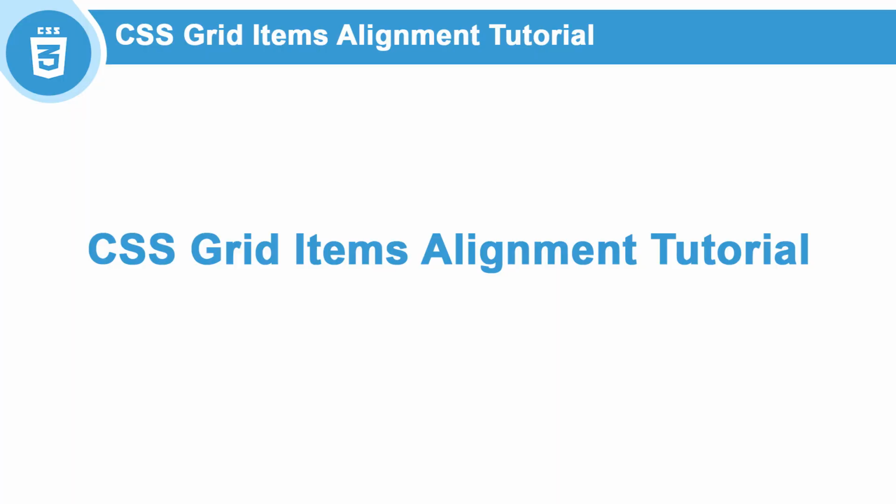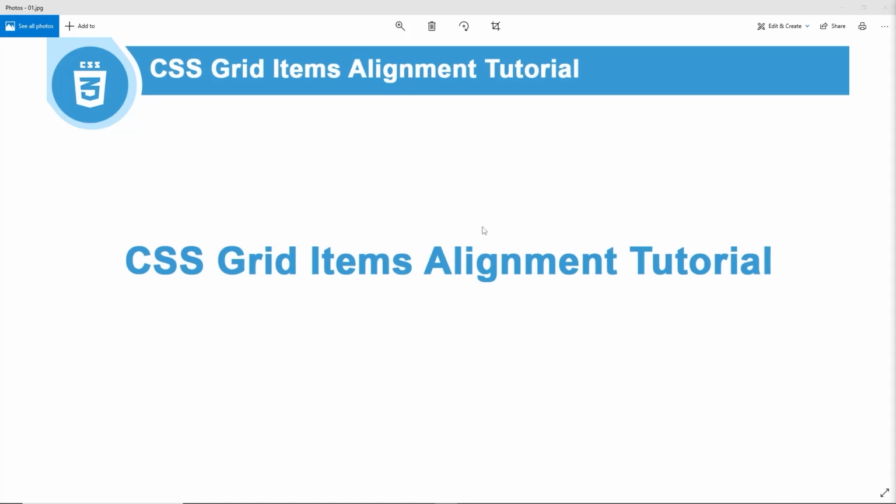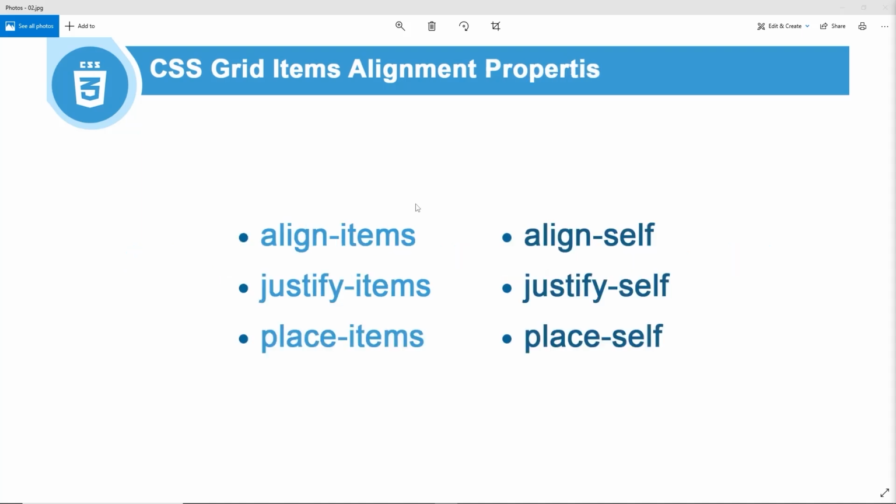Now let's talk about what is CSS Grid Items Alignment. In our previous video, we learned about how we can create layouts using CSS Grid items and how we can position these items. But in this tutorial, we are going to learn about horizontal alignment and vertical alignment. We have total 6 property related CSS grid alignment: align item, justify item, place item, align self, justify self, and place self. So let's start the practical and try to understand how it works.